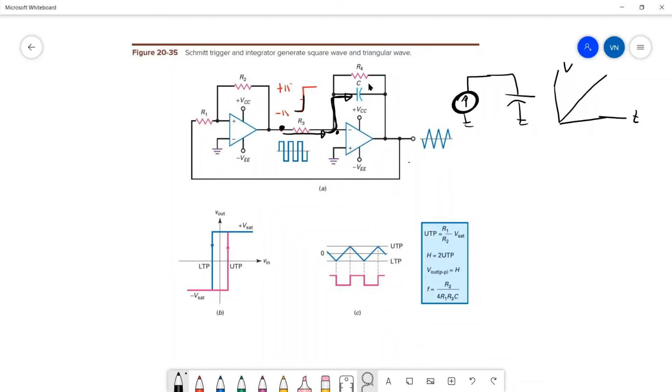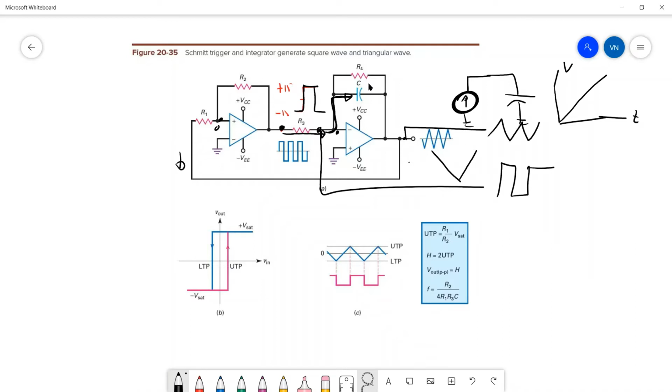So this goes high, that goes to the negative input, so this starts going low until it pulls this point down below 0, and then this goes low, and then this goes high, because this is an inverting op-amp. So you will generate an oscillator here where you could tap off of this point and have a square wave, and you can tap off of this point here, and you have a triangle wave.